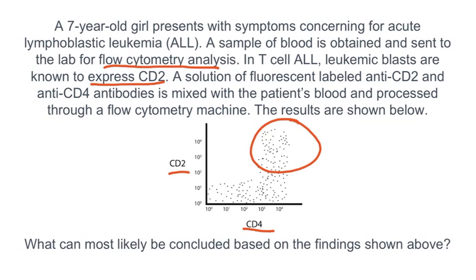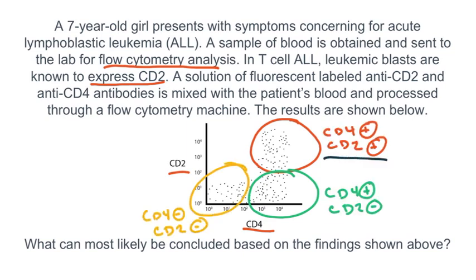Also notice from the image that there is a group of cells which only contains CD4 right here. Also notice that there's a group of cells which lacks both CD4 and CD2, which is shown right here. So I've indicated next to each quadrant which markers are positive and which markers are negative.